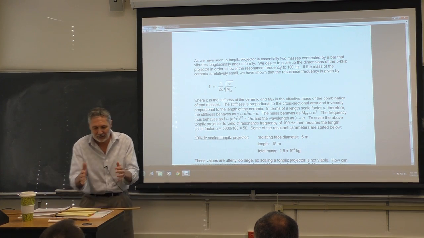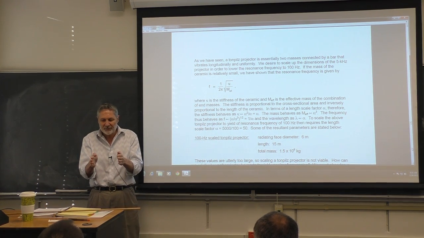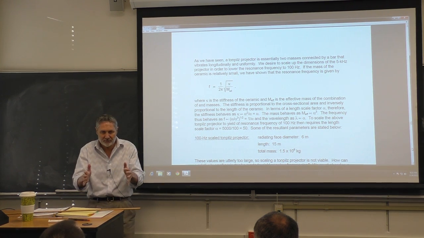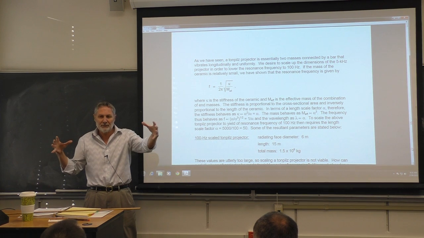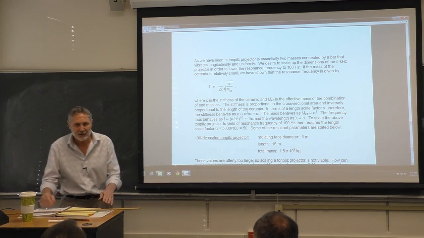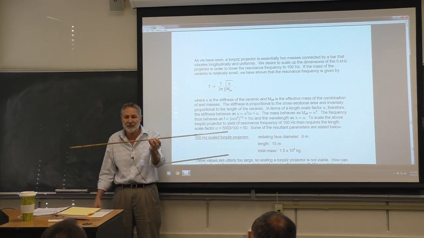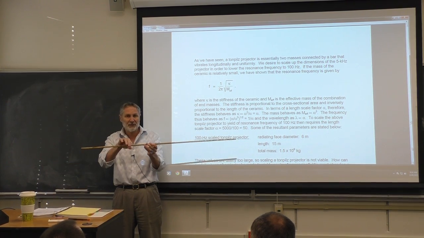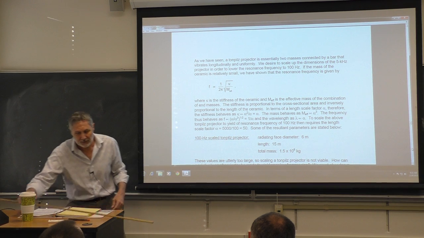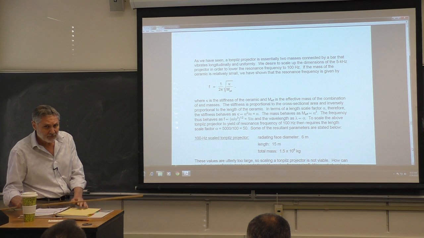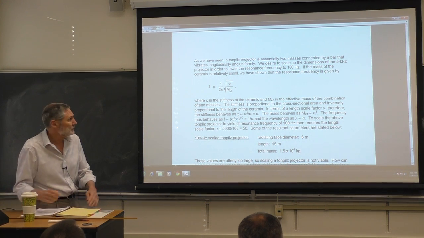So here's what we're going to do. We're going to scale the Tonpilz up by the same factor in all three directions. We're just going to blow it up, right? Same scaling, and we'll call the scale factor alpha. So if alpha is 2, it's going to be twice as long and have twice the diameter. All right? It'll have the same material though.